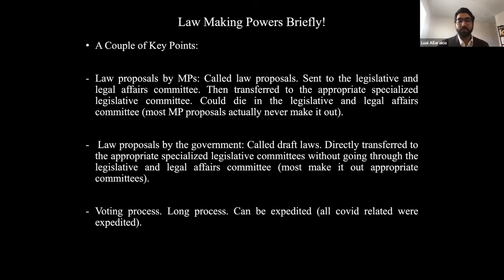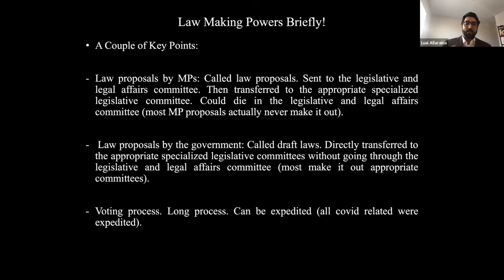Laws proposed by the government, on the other hand, are called draft laws. Why? Because they're considered more clean-cut. They have legal advisors, and the government has the upper hand here, even in writing the Constitution. So their laws or proposals are immediately called draft laws, and they are transferred immediately to specialized committees without going through the Legislative and Legal Affairs Committee. So they pass one hurdle much quicker. So it makes sense that more often than not, government draft laws or proposals actually make it out of the appropriate committee. Now, the voting process is a long process.